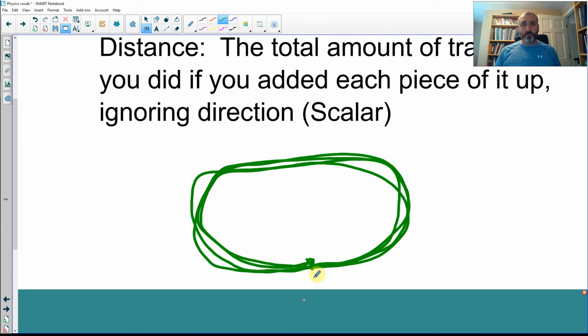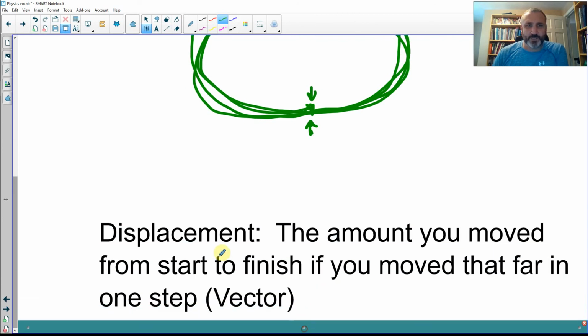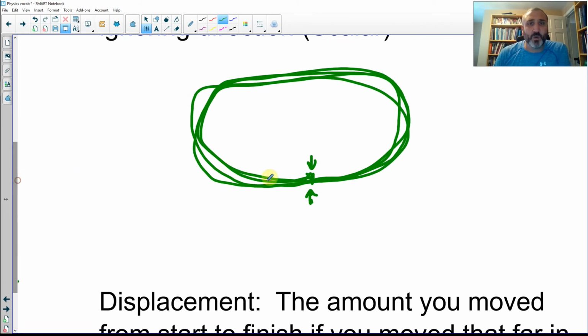Now, how far have you run? Start to finish, adding everything together, how many steps you took, you have run a distance of 1 mile. But you started here and you ended here. So what we would say about your displacement is the amount you move from start to finish. You started here, you stopped here, your displacement was 0 meters. You didn't move start to finish. Now between the start and finish, you went a full mile. You ran around the track 4 times.